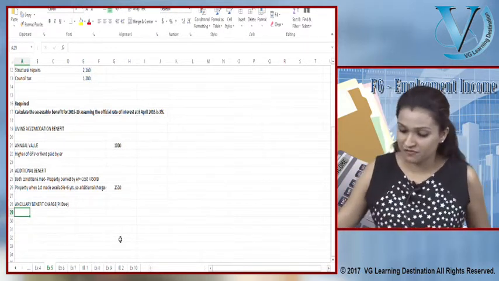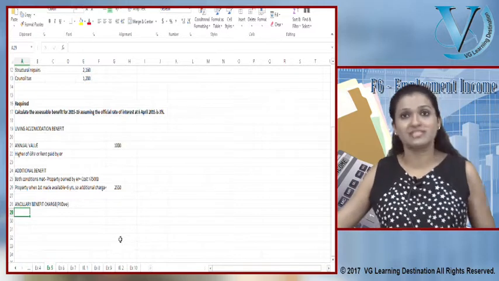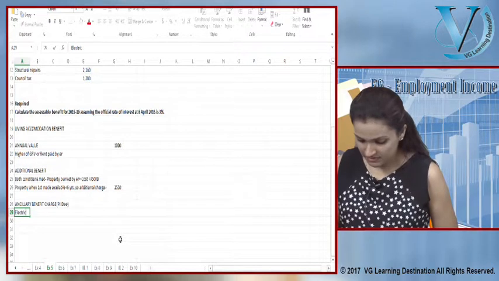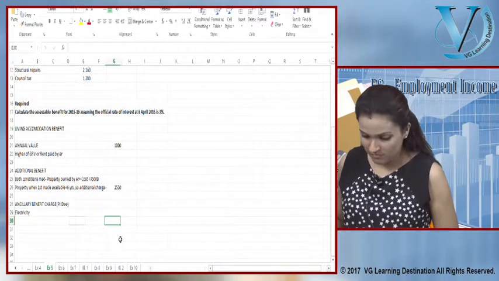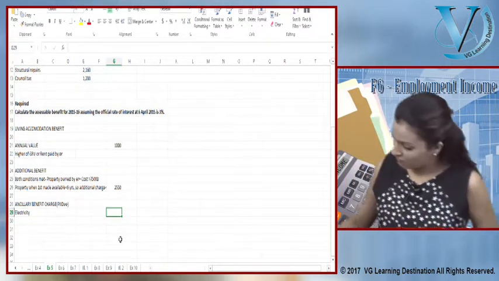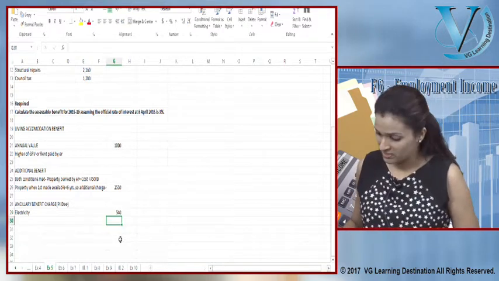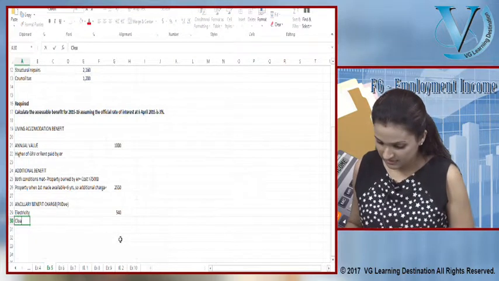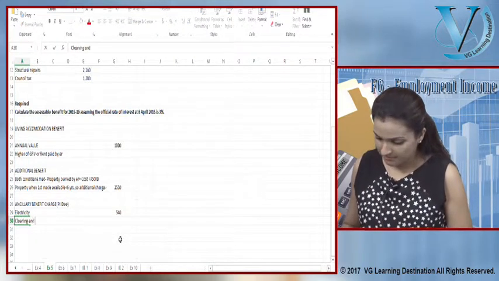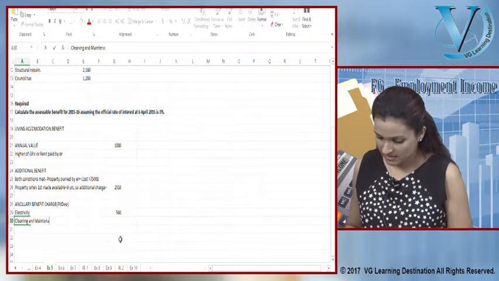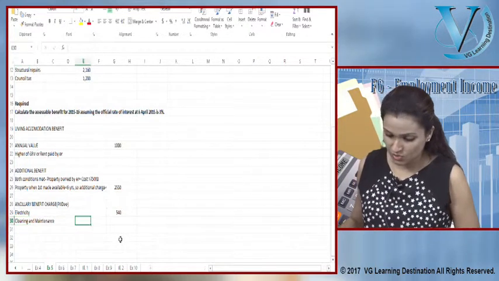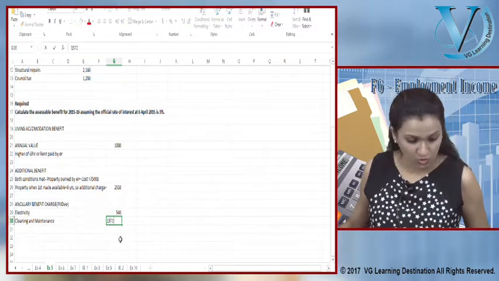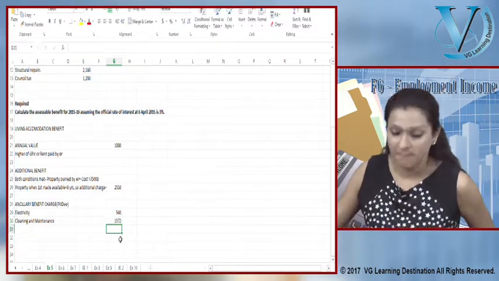Now what are the different charges which have been told to you? Electricity, very much an ancillary benefit. You have to pay for it. Electricity benefit of 540 is given to us in the question. What next? There is another benefit of cleaning and maintenance, which is equal to 1572, again becomes an assessable benefit.